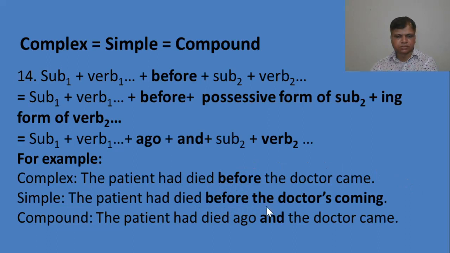Before, possessive form of subject 2. So look at the subject here. Subject 2 is the doctor. The possessive form of doctor is the doctor's, and the ing form of verb 2, came, is coming. And if you want to make it a compound sentence, we have to add ago at the end of the independent clause. Then we have to use and, then the rest of the sentence, that is the dependent clause.